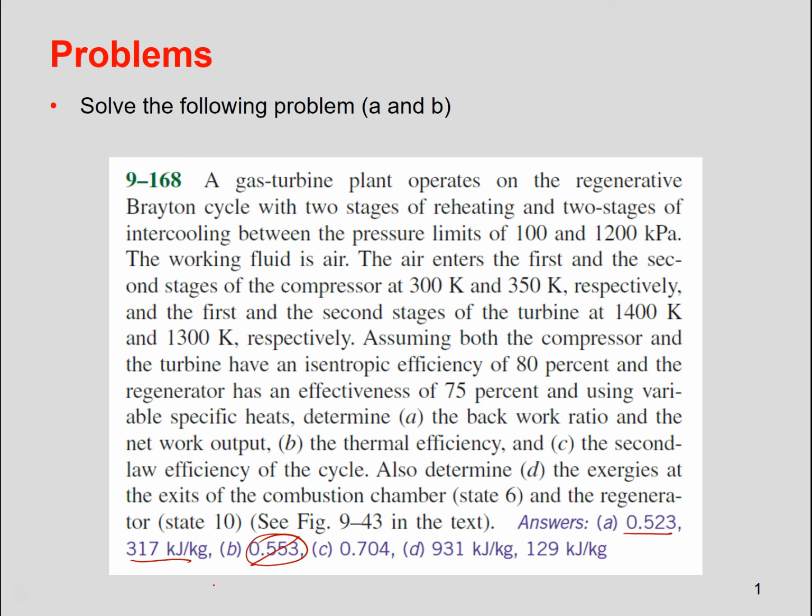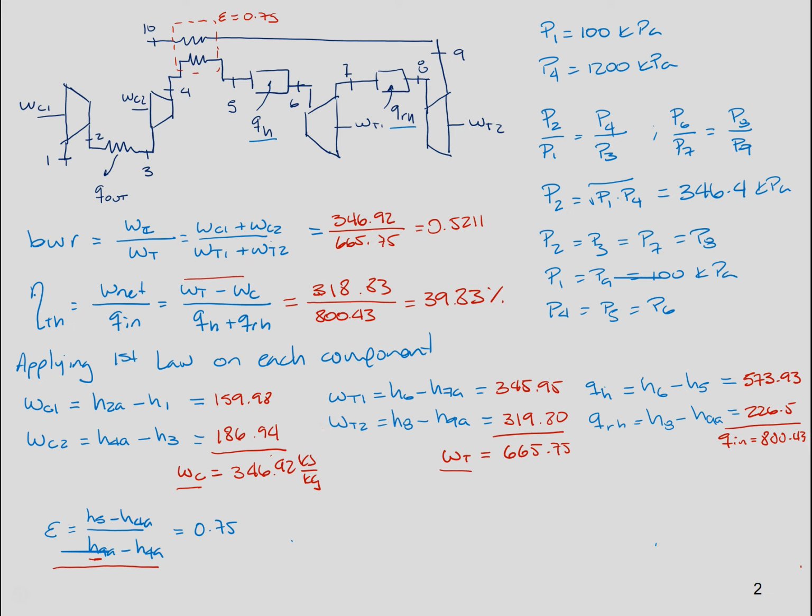We're going to stick to our numbers since the back work ratio involves the net work, the work of the turbine and the work of the compressor, same for the net work. So since we know that our calculation of heat in is correct, we're going to stick with our value of 39.